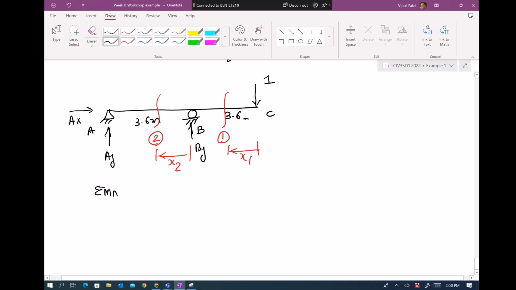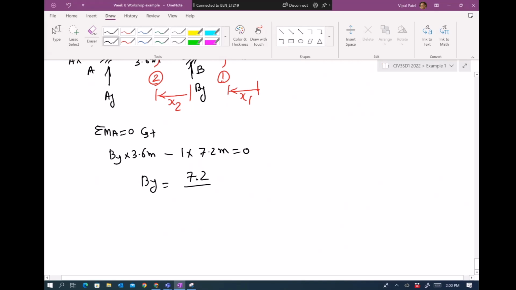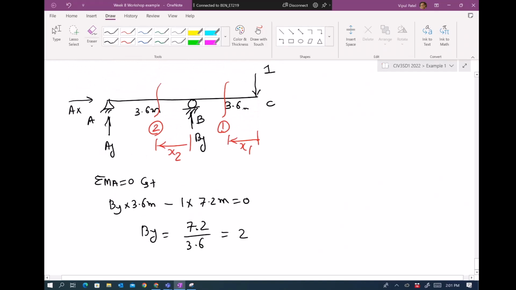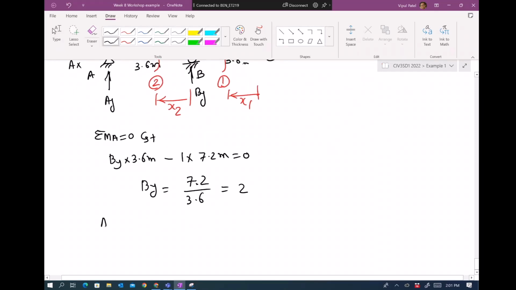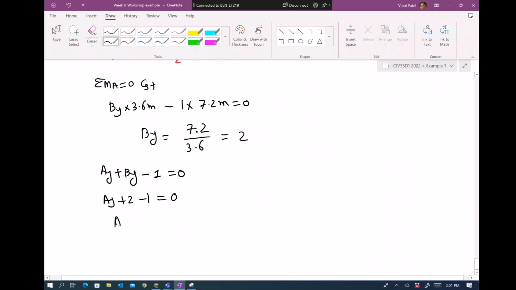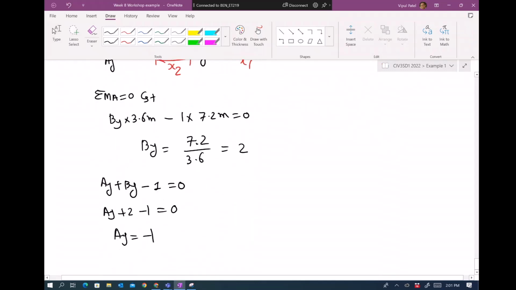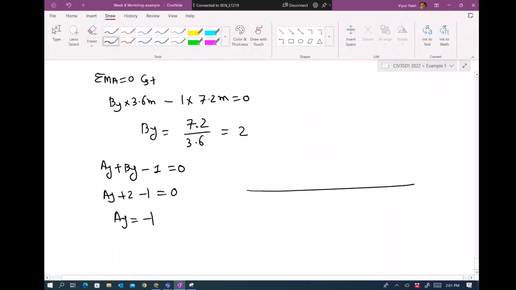Okay, let's do the sum of the moment at A equal to 0, anti-clockwise is positive. So BY times 3.6 meters minus 1 times 7.2 meters equal to 0. So BY equal to 7.2 over 3.6. Boom. Okay. And AY going up, BY going up, 1 down, AY plus 2 minus 1 equals 0. So AY equal to -1. Right? So we find the reaction forces: AY is -1, BY is 2.